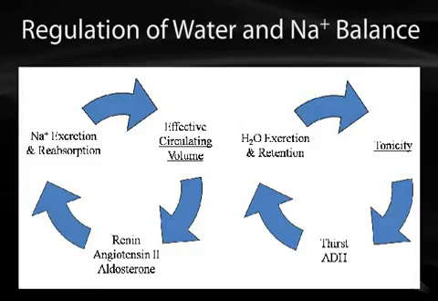Once again, the regulation of water and sodium balance. Effective circulating volume is usually governed by sodium balance. As we said, this is primarily governed by changes in the activity of the renin-angiotensin-aldosterone system. Increased renin-angiotensin-aldosterone system activity increases sodium reabsorption and increases effective circulating volume. Decreases in the renin-angiotensin-aldosterone system have the opposite effect.